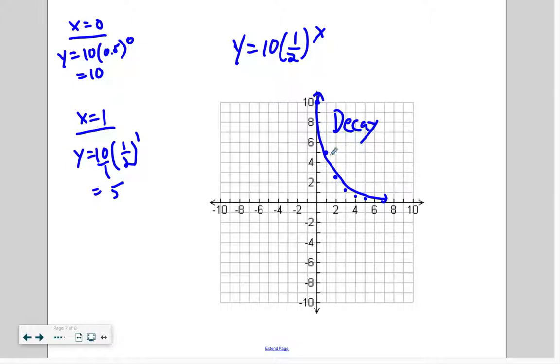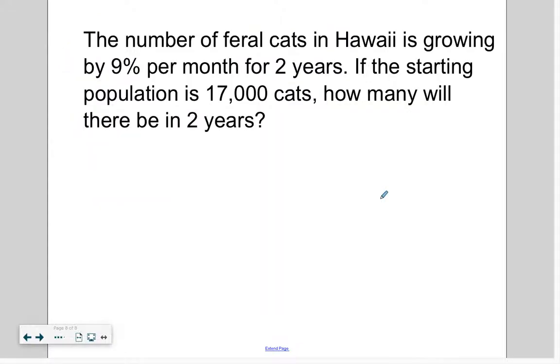When you're graphing these, please don't put like 2 points. I want to see it launch off your graph this direction and get really, really close to a value over here. Okay, last one are these word problems.